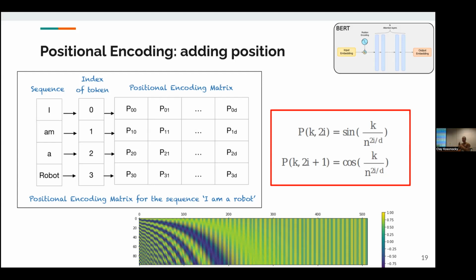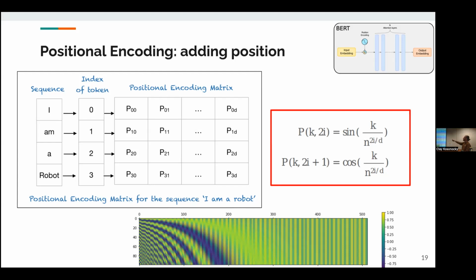If you have no way to encode that order, then you could scramble the entire sentence or the entire chemical and you get the same exact result. So the way that position is encoded is just two simple functions using sine and cosine. With those two, we're able to produce a graph that looks like this.